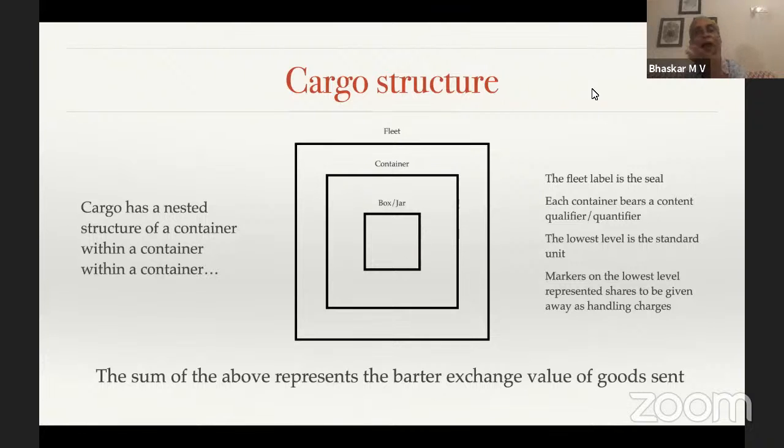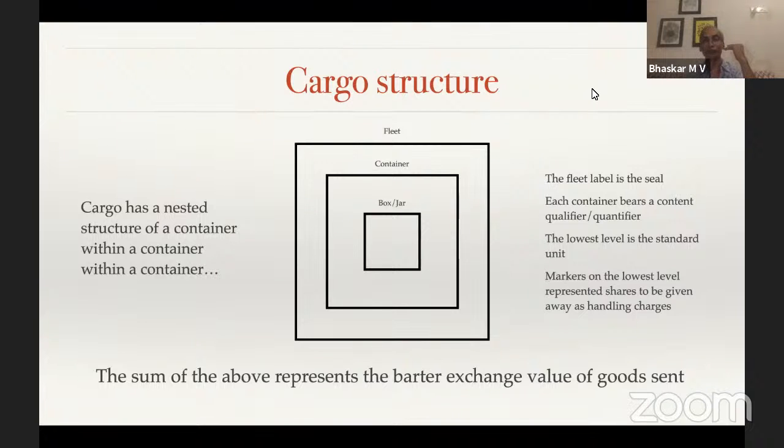Now, any cargo has a structure, okay? A cargo is a fleet. I'm not talking about cargo independent. So cargo goes as a fleet, and within a fleet is a container, and within a container is a box or a jar, and there can be other containers within. So this nesting can reach a number of layers. I've simplified it and kept this nesting to 3 levels, namely fleet, container, box, or a jar.